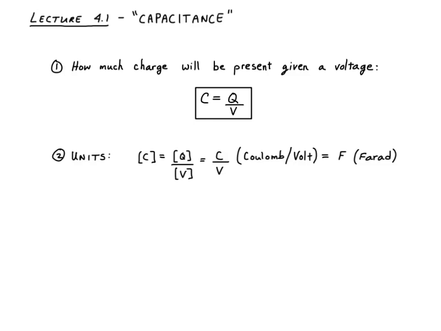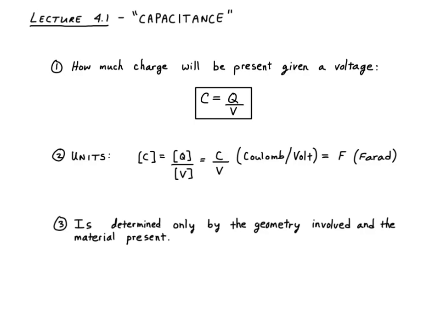Now, the last thing we need to know about capacitance is that it only depends on the geometry, the size and shape, and the material present. It doesn't depend on anything else. For example, it doesn't depend on the voltage. So now we can go ahead and calculate capacitance for various objects. For instance, the charged sphere, the parallel plate capacitor, and each one will have a unique expression for its capacitance.